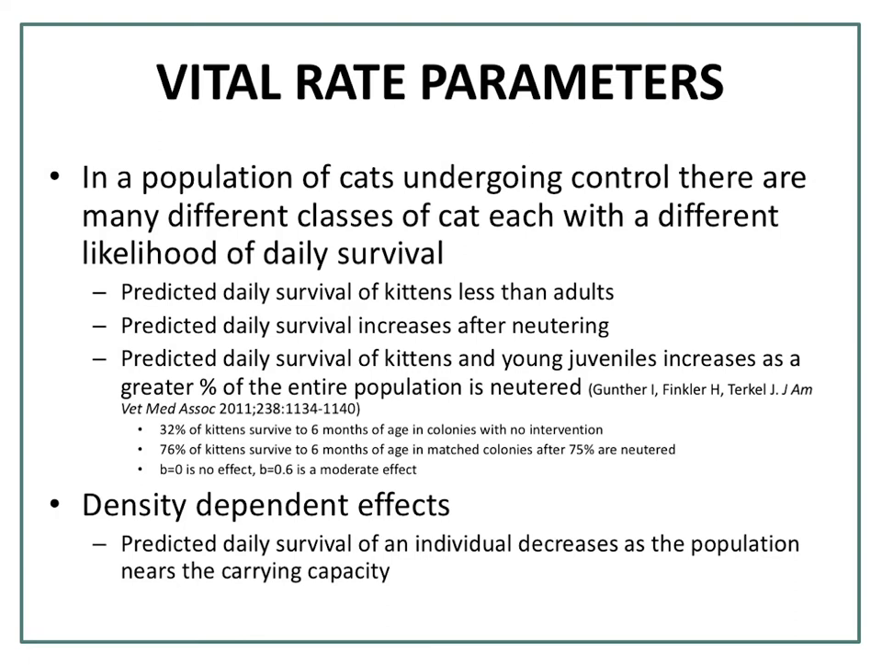Within our study, we've included a parameter called the B value, and that represents kitten survival rate. B equals 0 is no effect, and B equals 0.6 is a moderate effect of kitten survival on the population. We also know that density-dependent effects are at play in feral cat populations, just like with any population of wildlife, and the predicted daily survival of an individual will decrease as the population reaches its carrying capacity.